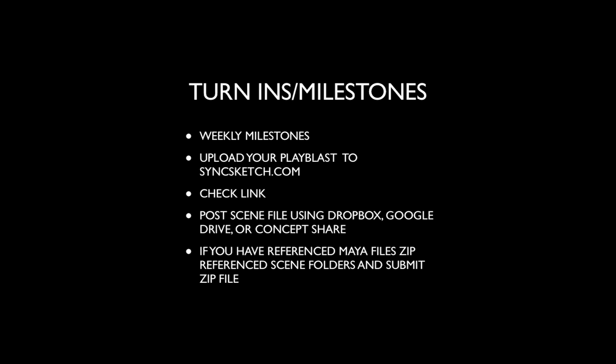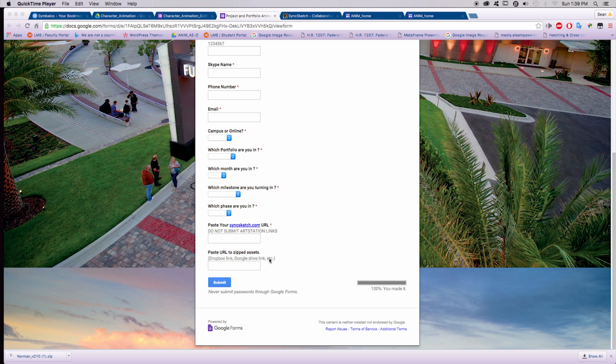Post your scene file using Dropbox, Google Drive, or Concept Share. When you turn in your work, there's a little slot underneath on the submission page, which you'll see later, underneath the SyncSketch submission, and that's where you would post your scene file. So let's say you have it saved on Dropbox or Google Drive or Concept Share. However you want to do it, as long as you can get it to us and we can download it.